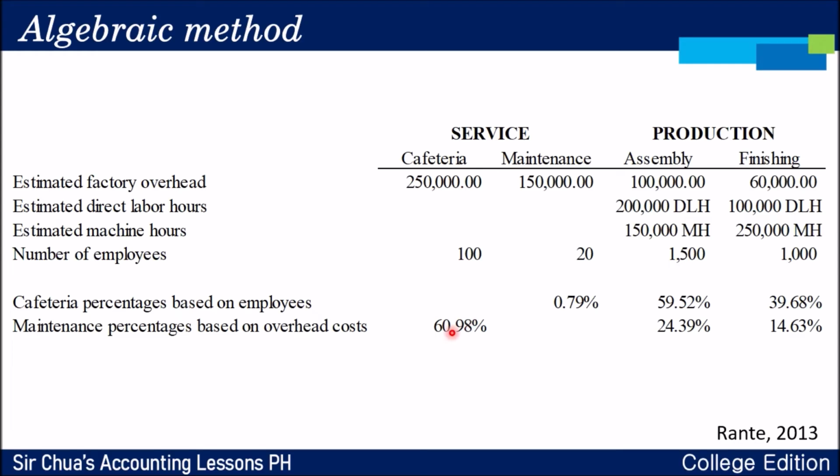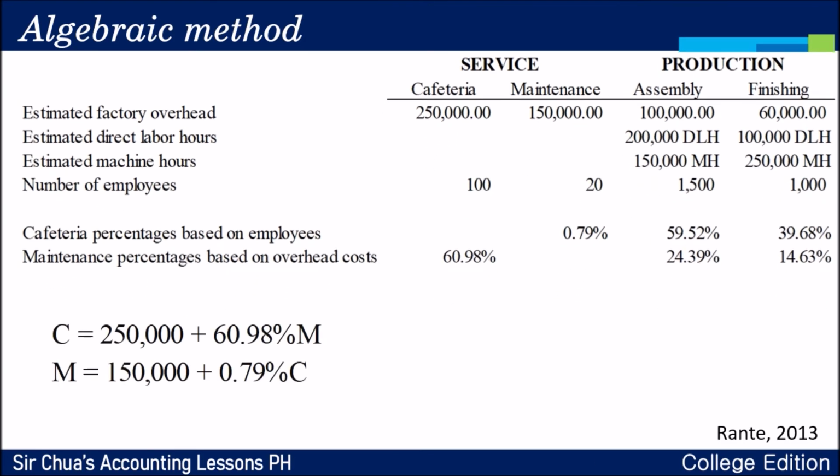Okay? Maintenance percentages based on overhead cost. Paano po nakuha yung 60.98? Based on overhead cost po. So, 250 plus 100 plus 60. Okay? So, 250 divided by 410, yun po yung 60.98%. Wala po sa maintenance kasi siya nga po yung i-allocate. For assembly naman po is 100 divided by 410, which is 24.39%. And kay finishing naman po is 60 over 410, which is 14.63. Magbibigayan po sa isa't isa ng cost si cafeteria at saka si maintenance.